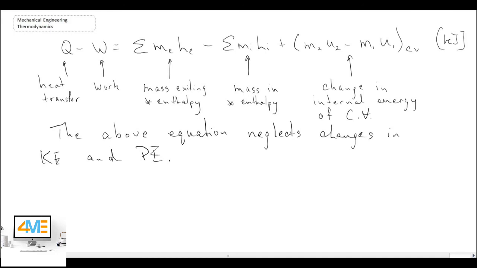What we'll do now is we will work a couple of example problems that help demonstrate some of the ideas that we've been looking at with regards to the first law.